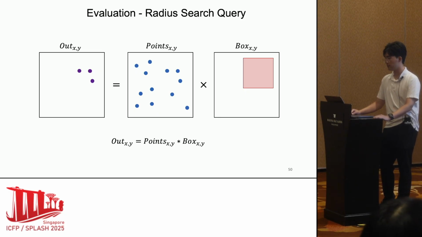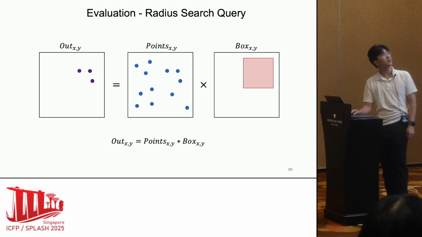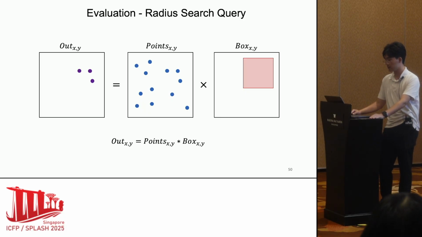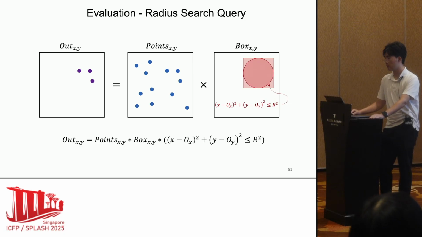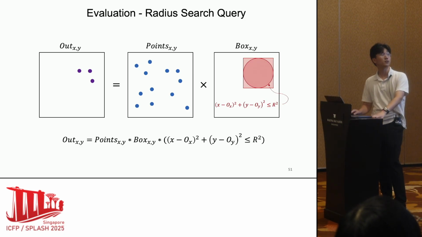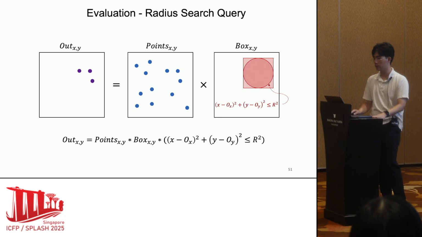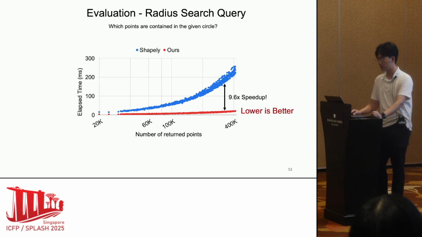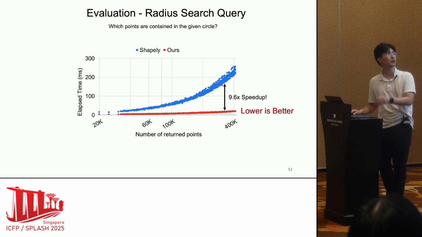As a first step, we place the bounding box of the circle, the red box, into the piecewise tensor representation. And then we apply a mask using a circle condition. This condition acts like a filter, so only the points inside the circle will eventually remain. And then we compare our generated kernel of that einsum with Shapely, a state-of-the-art geometric library.